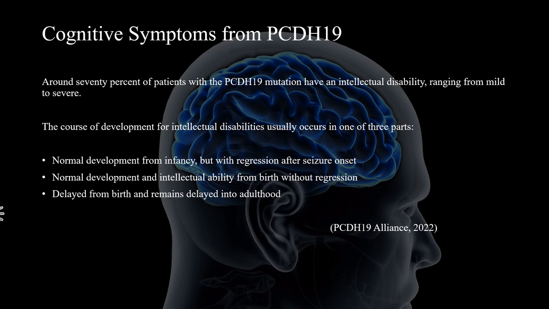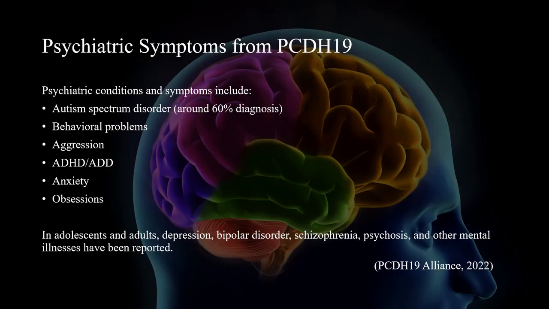The course of development for intellectual disabilities usually occurs in one of three patterns: normal development from infancy, but with regression after seizure onset; normal development and intellectual ability from birth without regression; or delayed from birth and remains delayed into adulthood. Psychiatric conditions and symptoms include autism spectrum disorder, behavioral problems, aggression, ADHD, ADD, anxiety, and obsessions. In adolescents and adults, depression, bipolar disorder, schizophrenia, psychosis, and other mental illnesses have been reported.